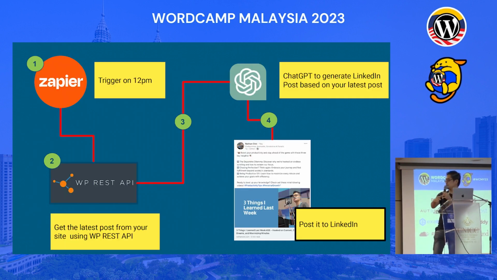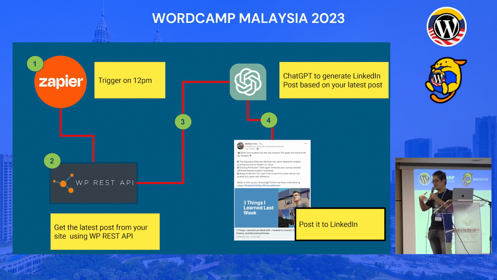So at 12 p.m. I run a trigger. I do a REST API call to get my latest post, only one post. Then I ask ChatGPT to generate a linking post based on all the content there. Then, of course, I publish it to LinkedIn. So this one is a lot simpler to do.